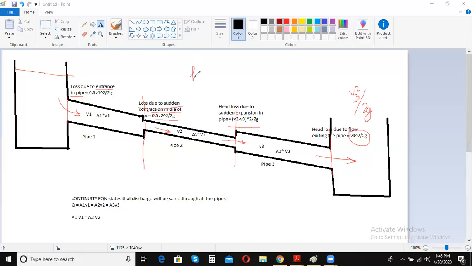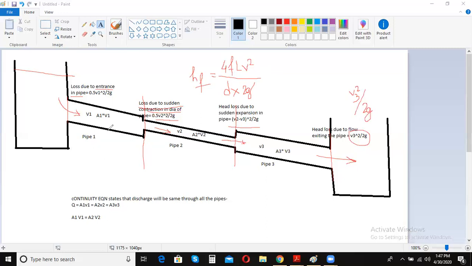The formula is given as head loss due to friction is equal to 4 F L V square divided by D into 2G. Right? So F is the coefficient of friction.